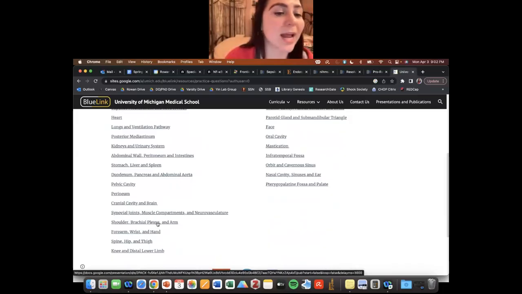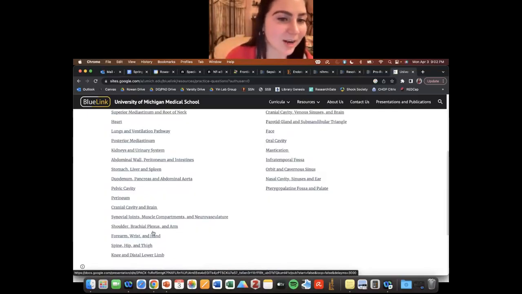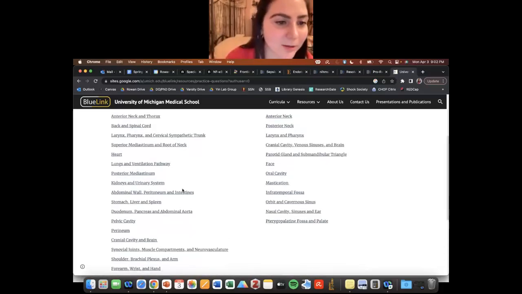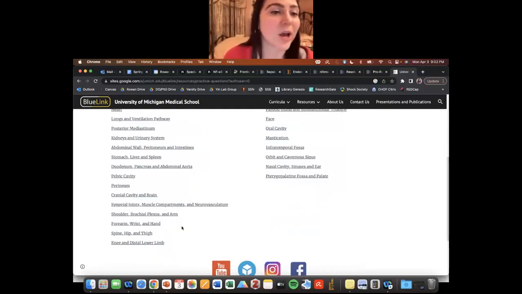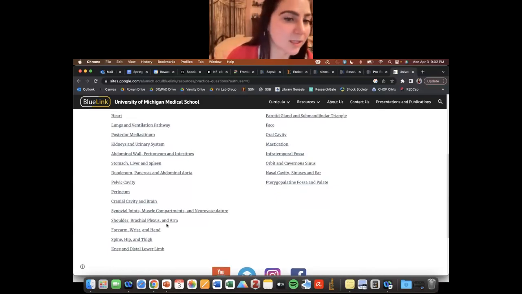Here's forearm, wrist, and hand. The brachial plexus ones are more like arm and whatnot, but if you want more about the hands, you can do the forearm, wrist, and hand questions here. Maybe I'll put this link in there as well. It basically asks a bunch of anatomy questions, and they're really, really good. I don't love the other anatomy questions on here, but their brachial plexus ones are really good, and their lumbosacral plexus ones are really good too.